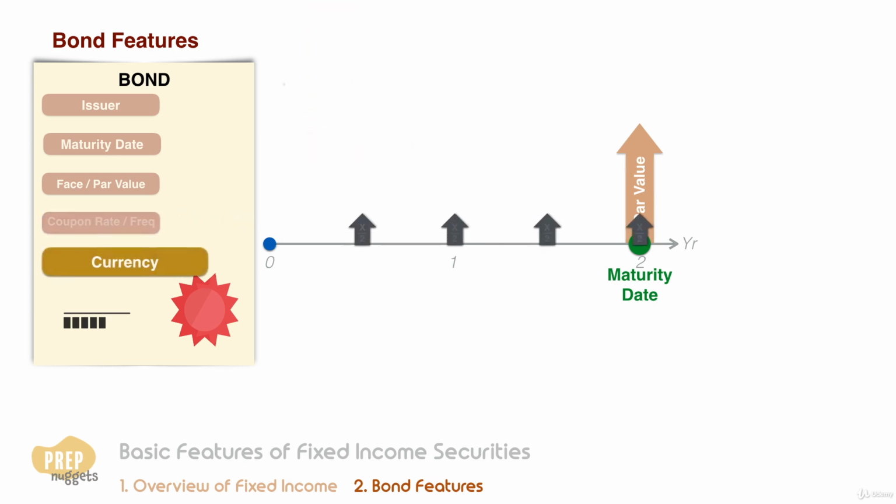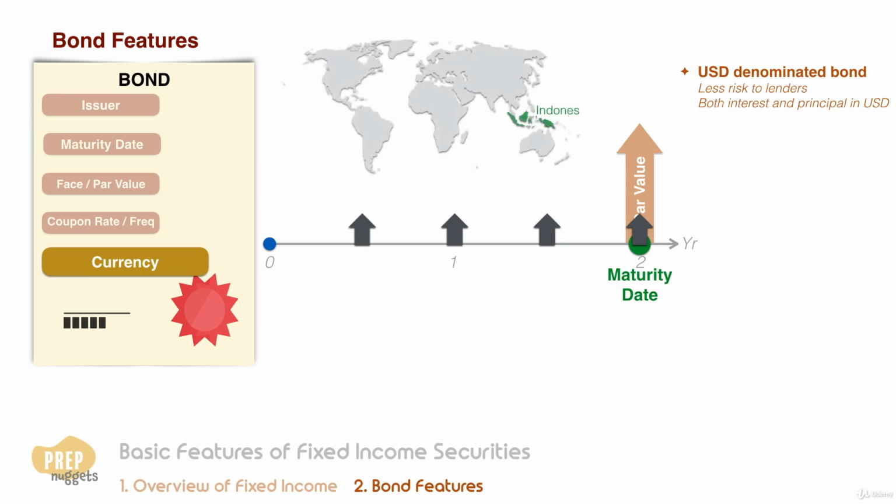Bonds are issued in many currencies. Sometimes borrowers from countries with volatile currencies issue bonds denominated in US dollars to make them more attractive to a wide range of investors. Both the coupon payments and par value are in US dollars. For example, an Indonesian firm might issue US dollar denominated bonds to secure funding from international investors, even if its primary dealing currency is the local currency.